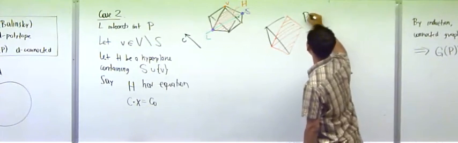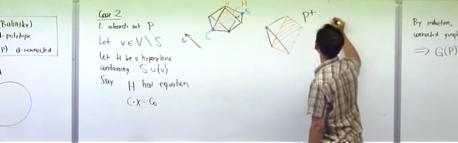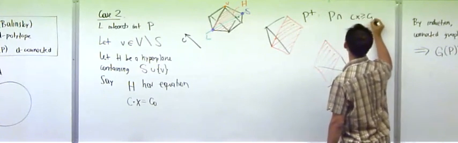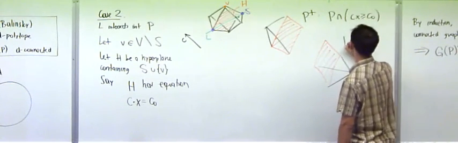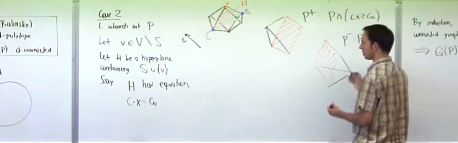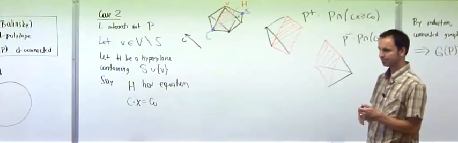So I'm going to define P plus to be P intersect Cx bigger than or equal to Z0, and P minus to be P intersect Cx less than or equal to Z0. So I kind of cut at the equator. Okay?